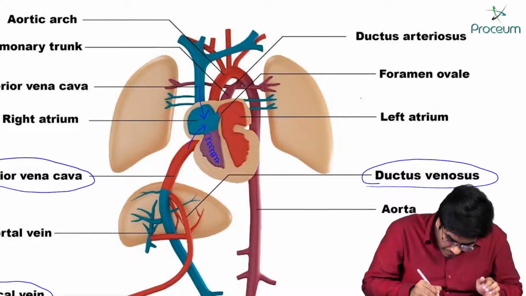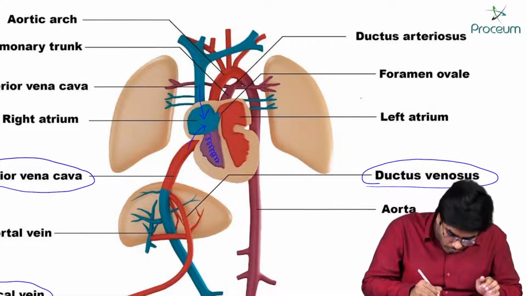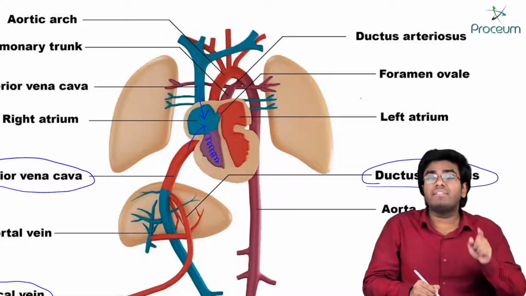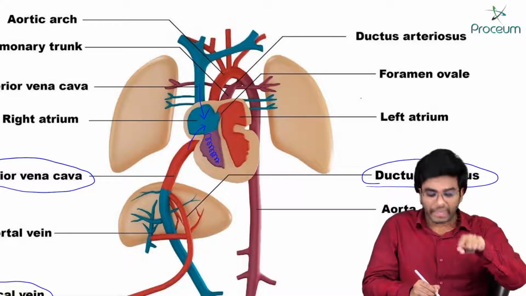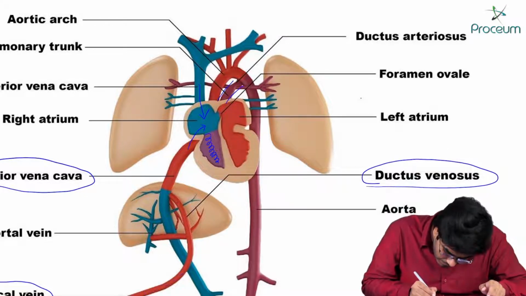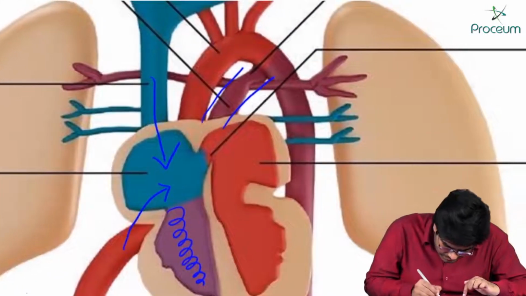Now the blood from the right ventricle, where will it go? We all know that the blood from the right ventricle will go into the pulmonary trunk. See, you can see here, this is the pulmonary trunk. I hope you can see it here. This is the pulmonary trunk.